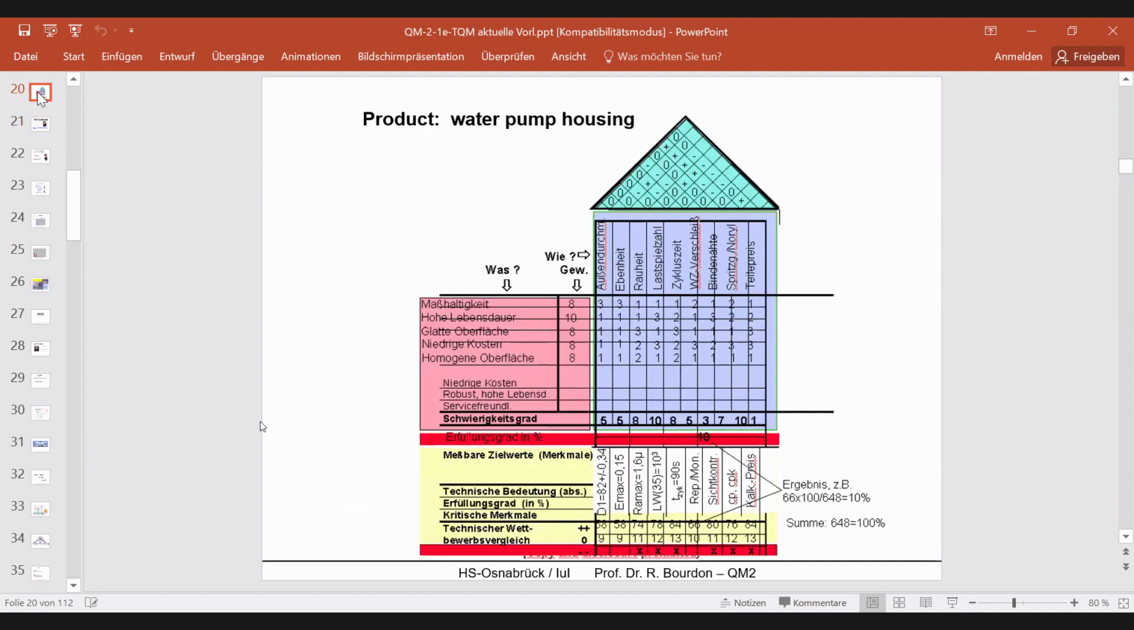QFD is a method which is mostly done by the companies who are the end companies. This means who bring a product into the market and they are asking the people on the streets or whatever, a group of people, target people, about their requirements. It's not so much used in the B2B business between supplier and customer.